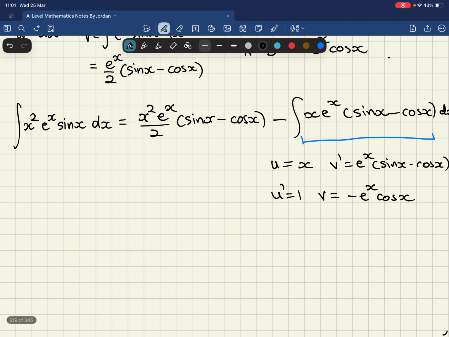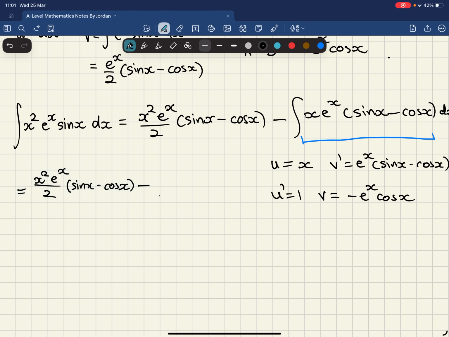Okay, then all I've got to do is plug this in. So if I continue with this, I'm just going to write an equal sign, and I'll start here. We've got x squared e to the x over 2 sine x minus cos x. Then we've got subtract, and then the integrals here.